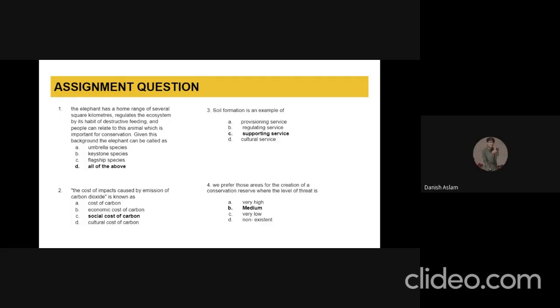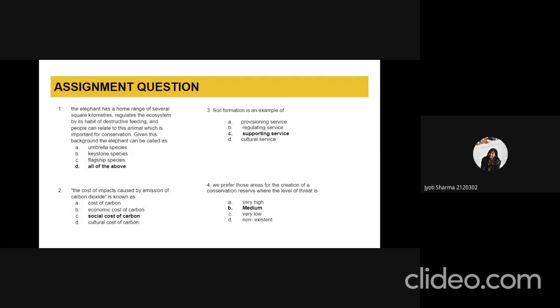So, if there is any problem in that question, the cost of impact caused by the emission of carbon dioxide is known as social cost of carbon. So, why is it not the economic cost or cultural cost of carbon? Danish, can you explain? Ma'am, because the cost of impact caused by the emission of carbon dioxide will be the social cost.